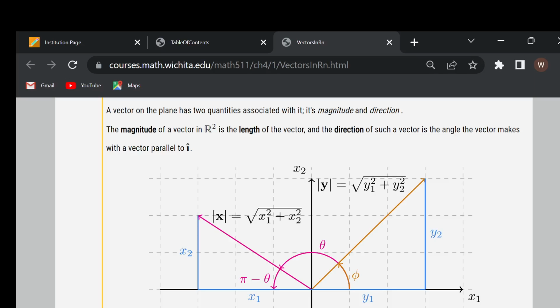However, we will not always do that. Sometimes we use double bars. Double bars and single bars for a vector mean the same thing. They mean its magnitude, its length, or its norm.